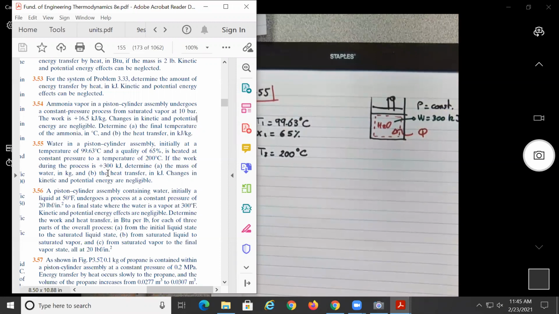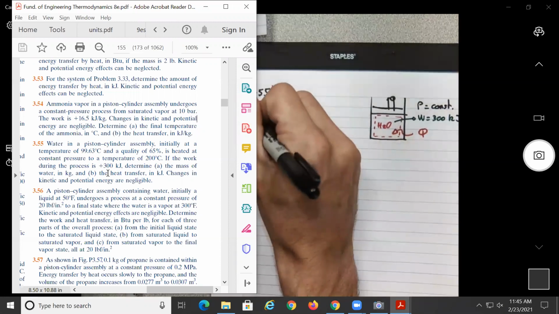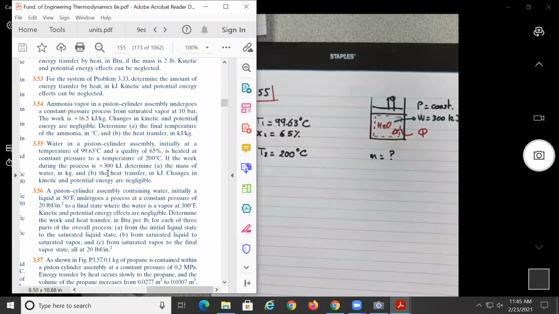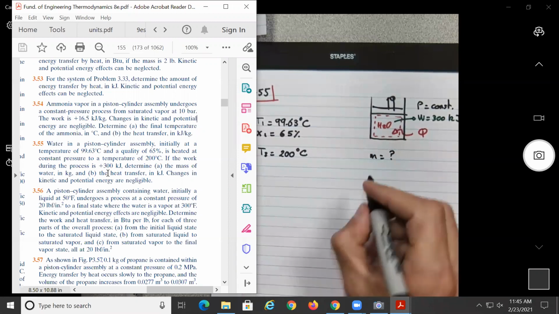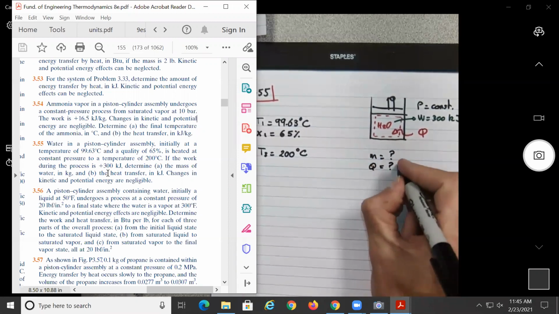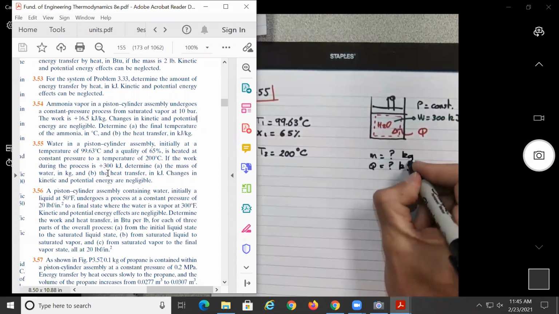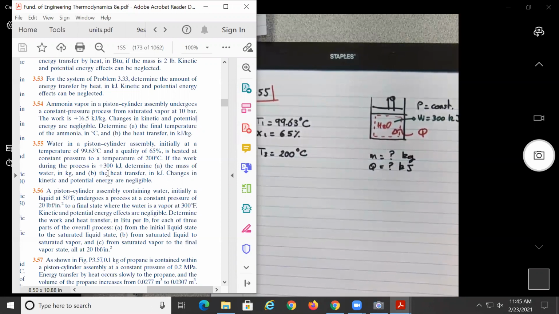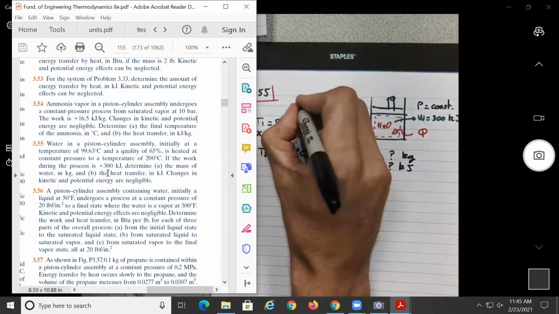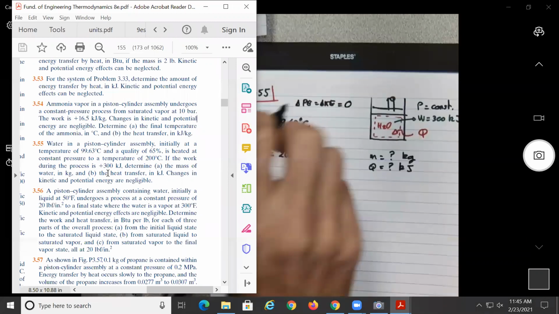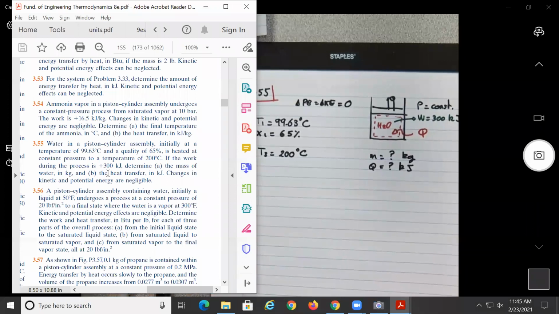Determine the mass of water, so we need to find the mass of water, the heat transfer in kilojoules, so Q in kilojoules, the mass of water in kilograms. Change in kinetic and potential energy can be neglected. So you can say change in kinetic energy equal change in potential energy equal to 0. But here they don't give us the initial pressure.